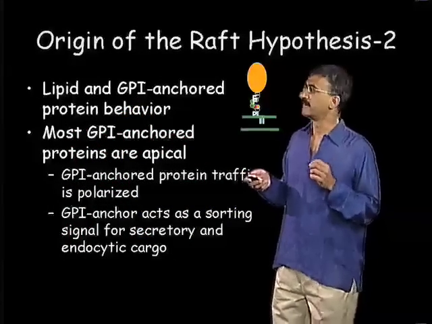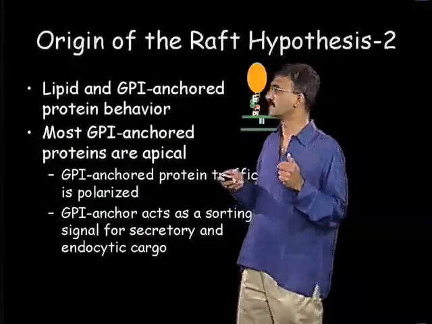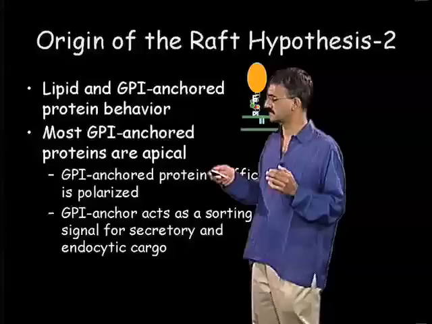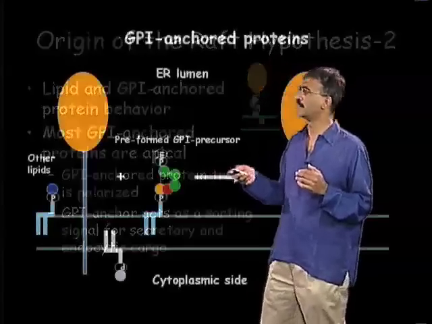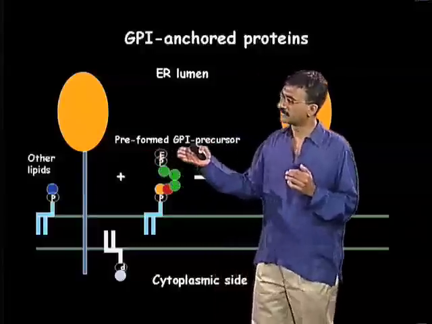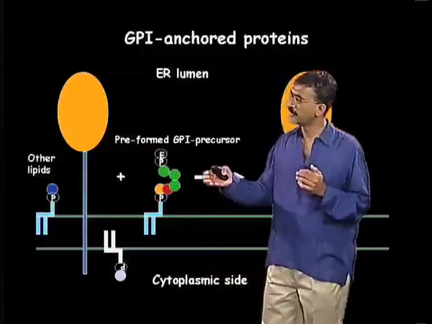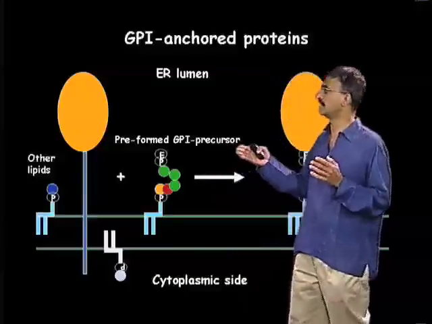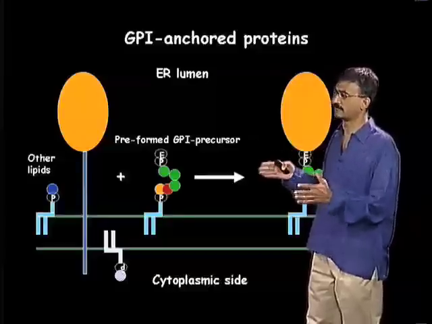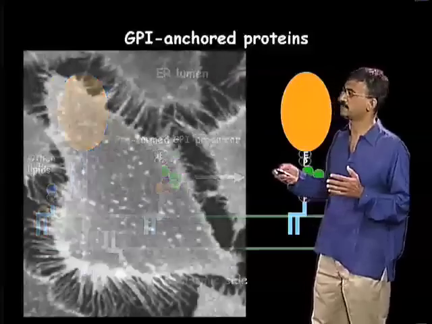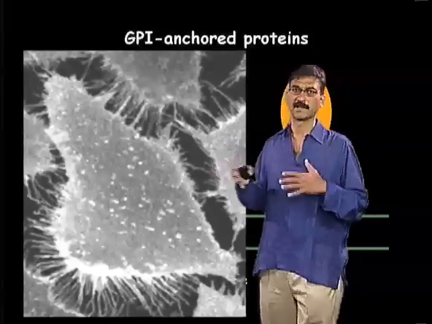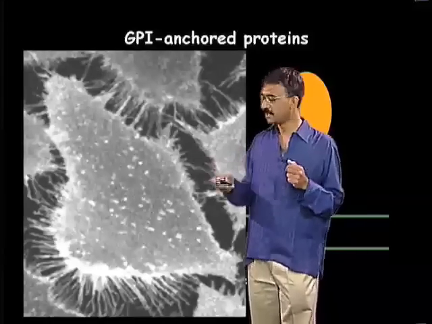Another major player in bringing about the raft hypothesis was the GPI-anchored protein. GPI-anchored proteins are proteins that are made in the endoplasmic reticulum and attached to a preformed glycolipid, which then brings the GPI-anchored protein attached to a lipid anchor in the membrane of the endoplasmic reticulum, after which the GPI-anchored protein is in fact delivered to the surface of a cell, where it behaves like a lipid anchored component.